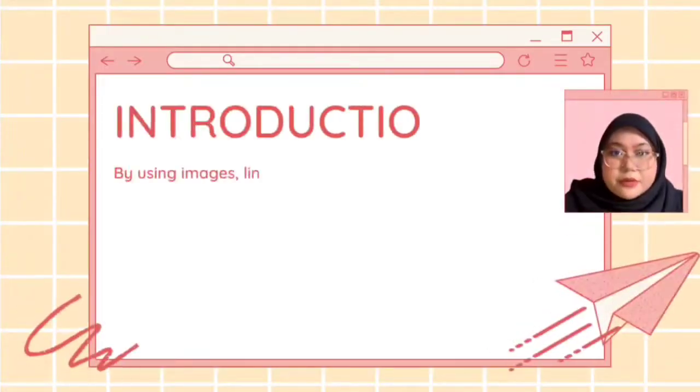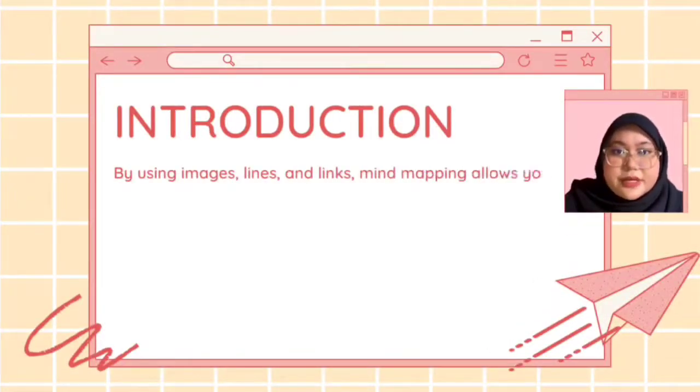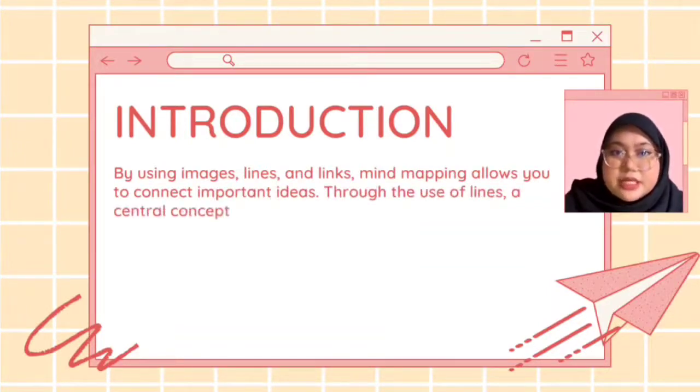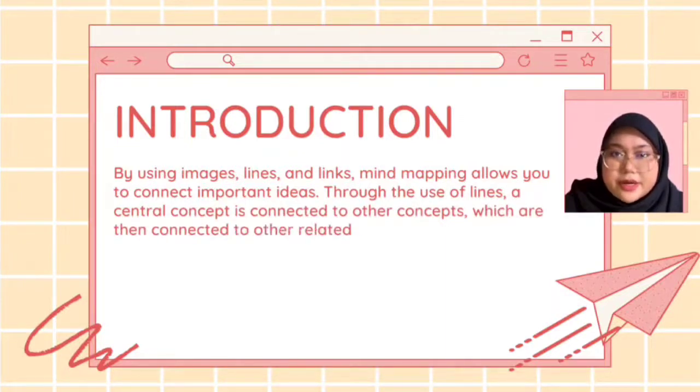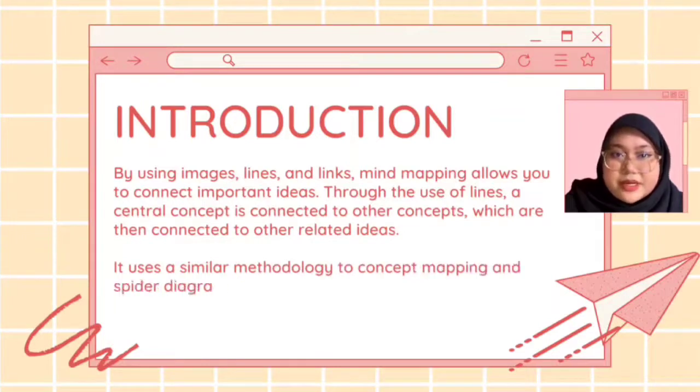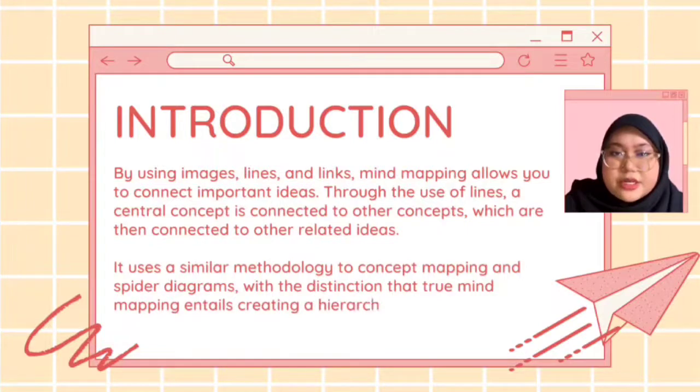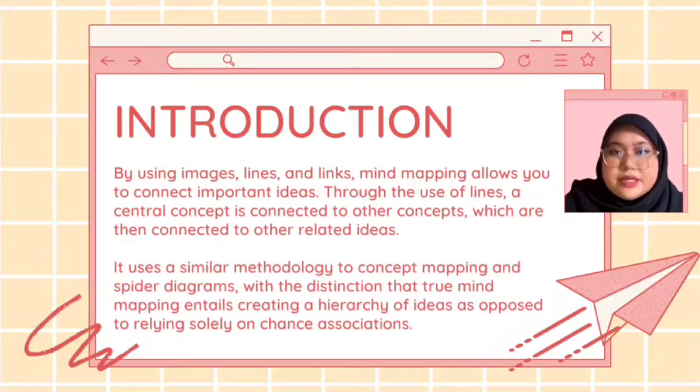Mind mapping helps you to connect important ideas by using pictures, lines and connections. A central concept is linked to other concepts, which are also linked to other related ideas by lines. It uses a similar process to concept mapping and spider diagrams, with the difference that true mind mapping requires constructing a hierarchy of concepts rather than depending entirely on random linkage.